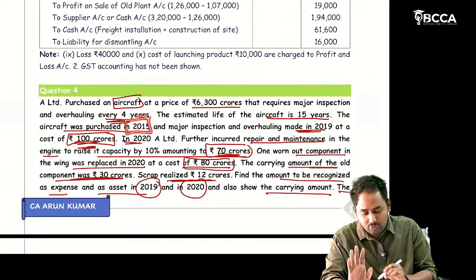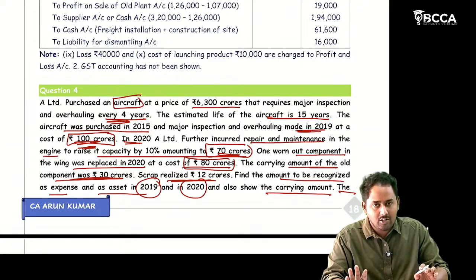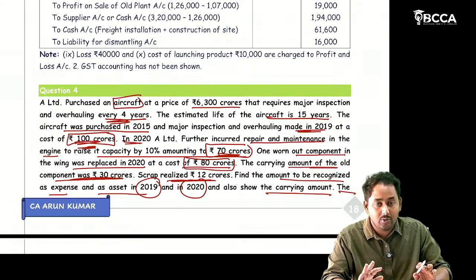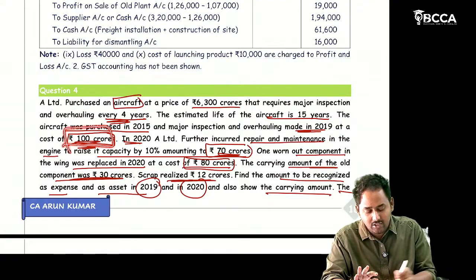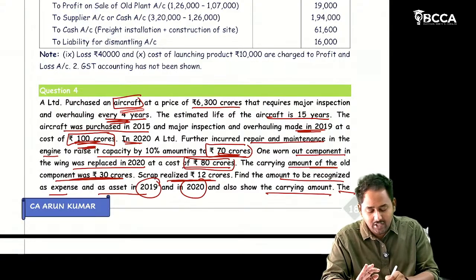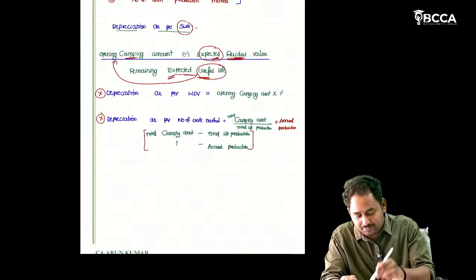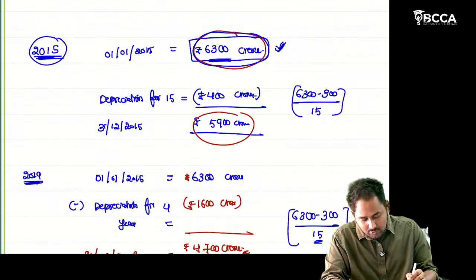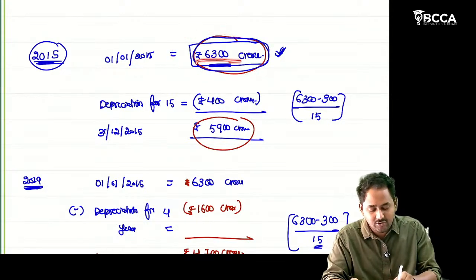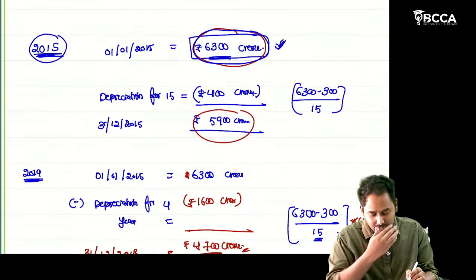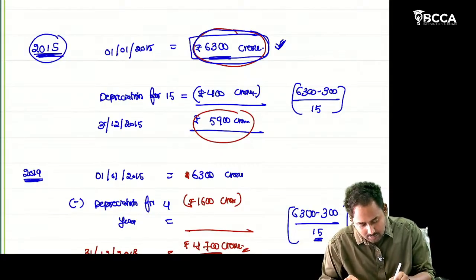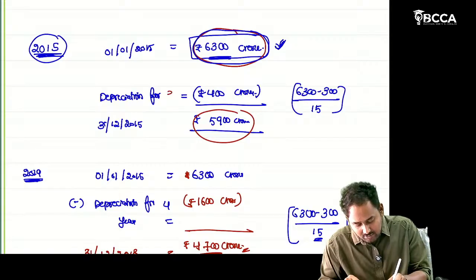So at the beginning of 2015, I purchased one aircraft. Then in 2019, I incurred 100 crores of overhauling expenses. I assume these 100 crores are incurred on 1/1/2019. So I need to find out the carrying amount of the aircraft on 1/1/2019. So 1/1/2015 should be recognized at the cost initially, 6,300. So I should provide depreciation for how many years?